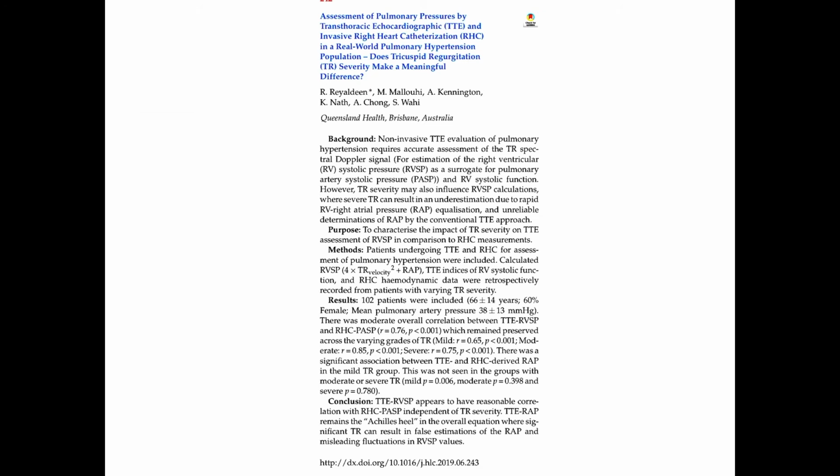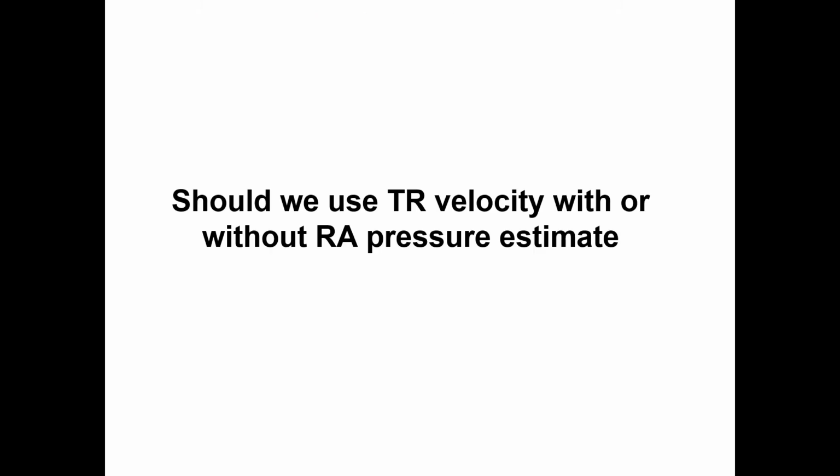And we know from other studies, most of that is because of inaccuracy in the estimation of the right atrial pressure in the presence of severe tricuspid regurgitation. And this has been termed the Achilles heel of echocardiography when there is significant tricuspid regurgitation. This has further led investigators to consider, should we use the actual absolute velocity of tricuspid regurgitation rather than calculating right ventricular systolic pressure? Surely then we can obviate the situation by not having to estimate the right atrial pressure directly.